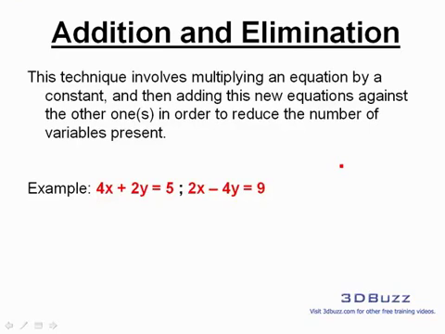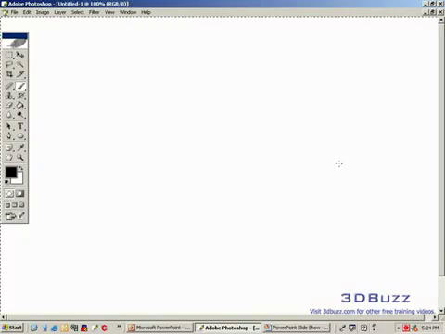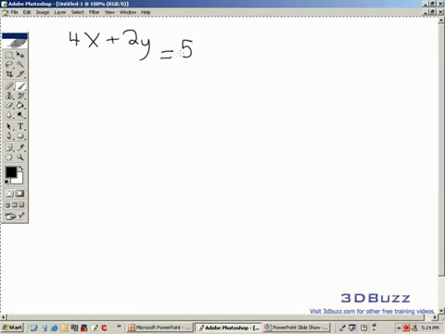Right. So I'm going to jump to Photoshop and use this example to show you how it works. So we had two equations in our system of linear equations. We had 4x plus 2y equals 5. Wow, kind of lopsided. I'll just fix that.